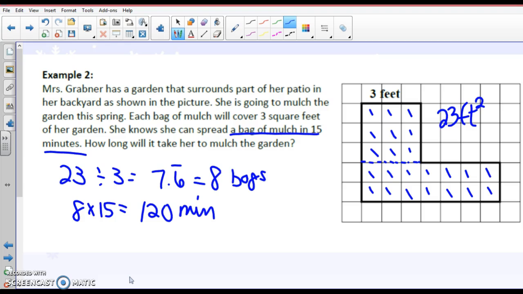Which is how many hours? Yep. Okay, if I want to convert this to hours, there are 60 minutes in an hour, so this is 2 hours.